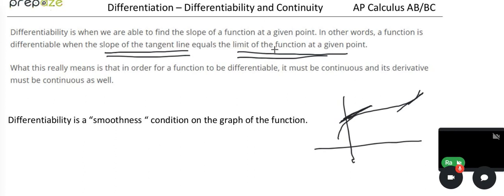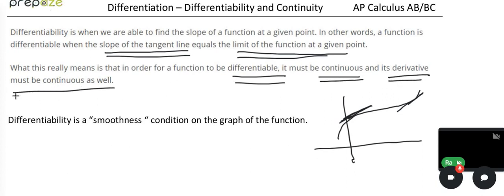If the limit has to exist, the function has to be continuous, which implies that for a function to be differentiable, it has to be continuous. So what this really means is that in order for a function to be differentiable, it must be continuous and its derivative must be continuous as well. We're going to see the mathematical definition of these later.